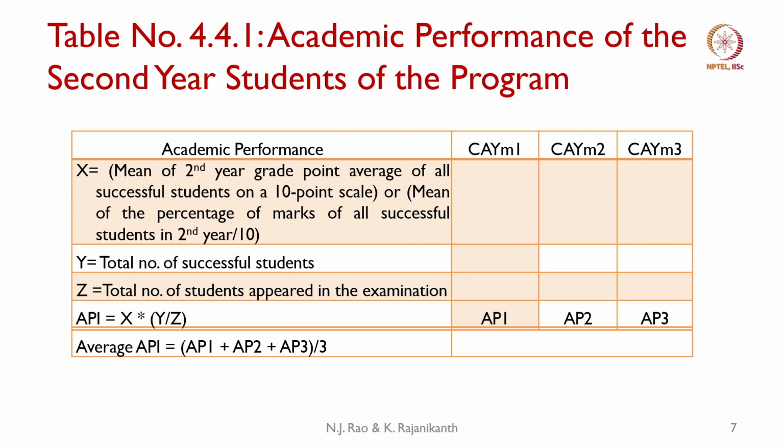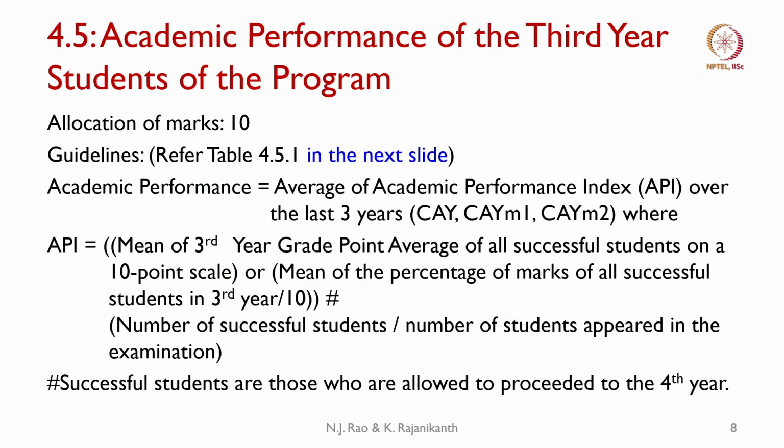Z is the total number of students who appeared in the examination, and APA is X multiplied by the ratio of successful students to total students who appeared in the examination, Y by Z. The next subcriterion 4.5 is again absolutely similar to the earlier two criteria, except that now we are talking of the academic performance of the third year students of the program.